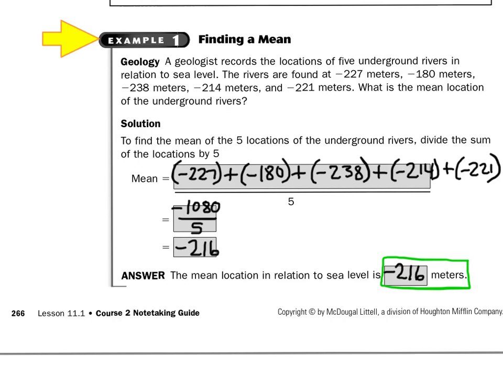So to find the mean, we're going to add them all up. So I added them all up and then divide by how many we added. So if you count 1, 2, 3, 4, 5, that's how I knew to divide by 5. When you add up, remember adding up negatives, they just add all together and it's just a lot of negatives. So this would be negative 1080 divided by 5. And when you divide that, you would get negative 216. So the mean location in relation to sea level is negative 216 meters.